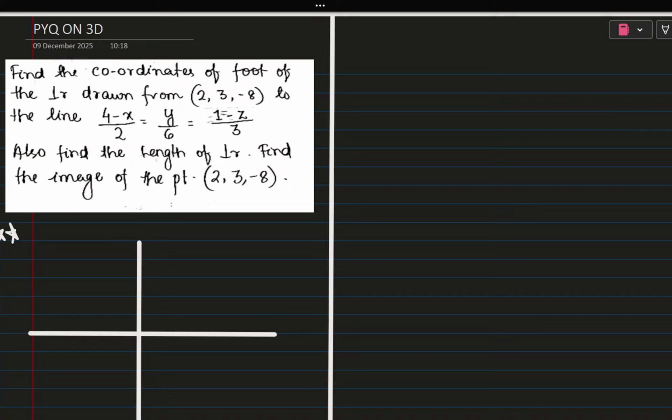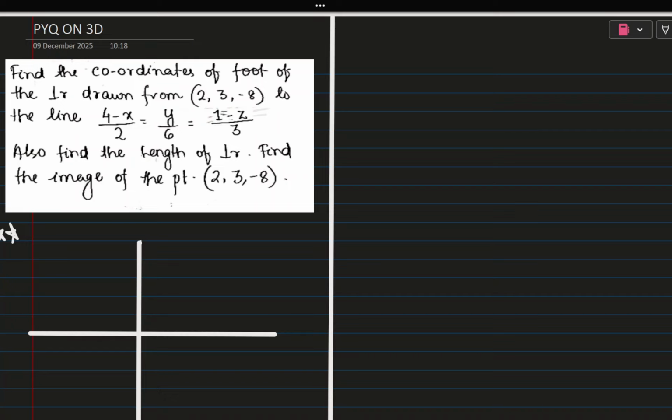So there is a point. The question is saying: find the coordinates of the foot of the perpendicular drawn from the point (2, 3, -8) to the line (4 - x)/2 = y/6 = (1 - z)/3. Also find the length of the perpendicular and also find the image of that point (2, 3, -8).